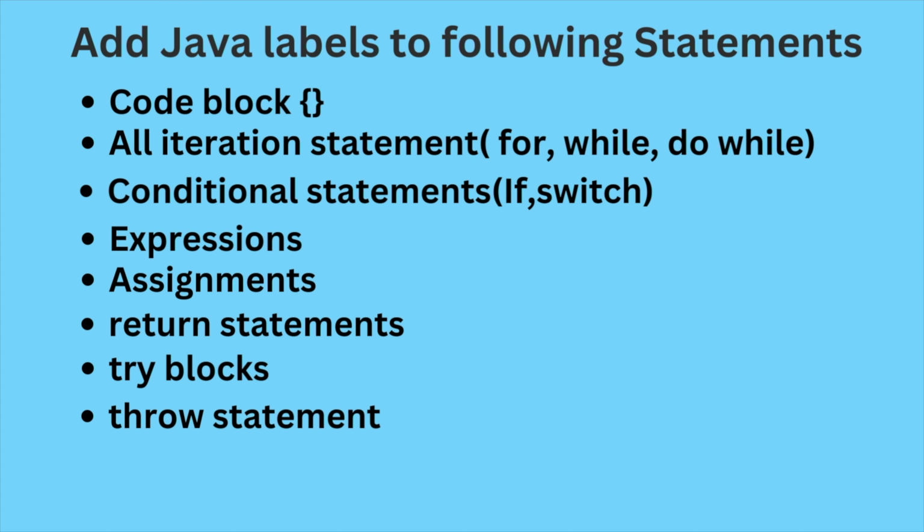Now let us talk about labels. Labels are nothing but names used to identify statements. We can use labels for the following programming constructs: code blocks, all the iteration statements, conditional statements, expressions, assignments, return statements, try blocks, and the throw statement. Now we will look at programs that demonstrate the use of labels in each of these constructs.